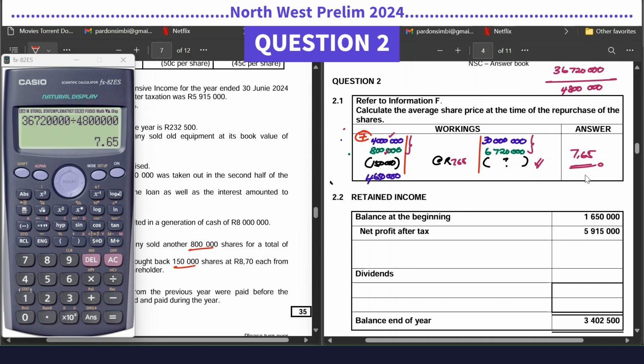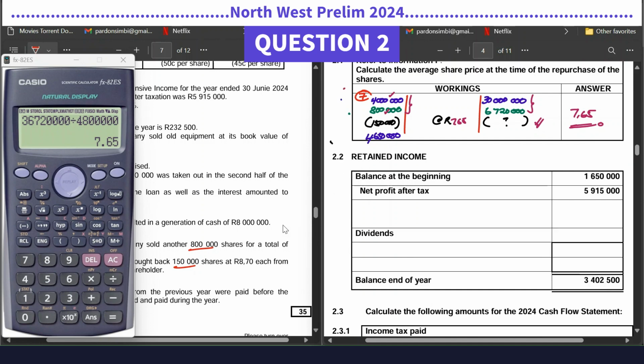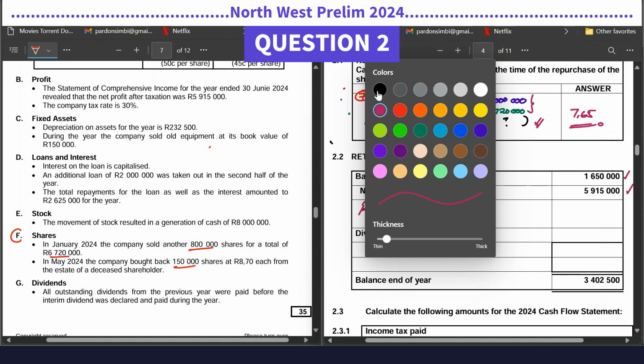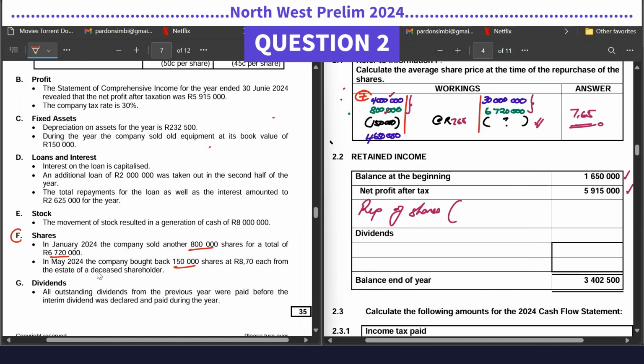Let's come here and see now what is happening. Retained income. The examiner gave us the balance at the beginning and then the net profit after tax. We know the next thing that's going to come is the repurchase of shares. Let me open my bracket. The number of shares that the company bought back is 150,000. So I have my 150,000 here. And then I multiply. Do I multiply by the 870?